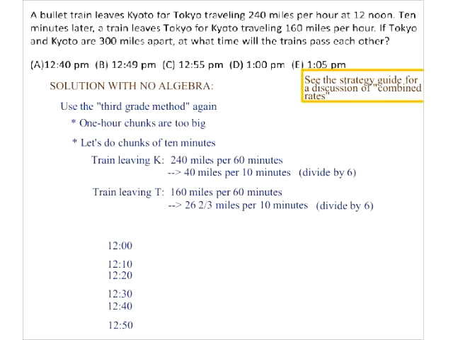So 12 o'clock, the Kyoto train hasn't gone anywhere, and neither has the Tokyo train. So this is 0 miles and 0 miles. At 12:10, the Kyoto train's gone 40 miles, and this train is still chilling, because it doesn't leave until 12:10. At 12:20, it's 80, 120, 160, 200 miles. And then this train has gone 26 2/3 of a mile, 52 4/3 is 53 1/3 of a mile, and then that's 90 miles.